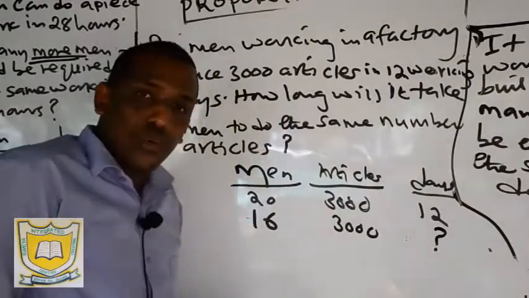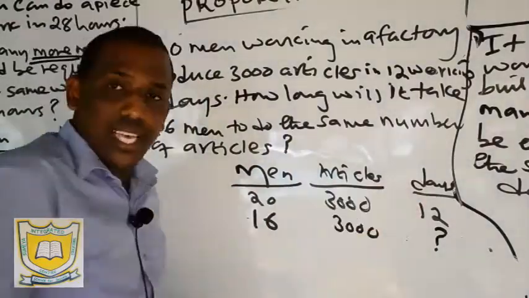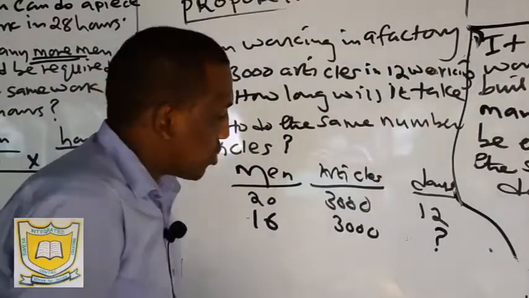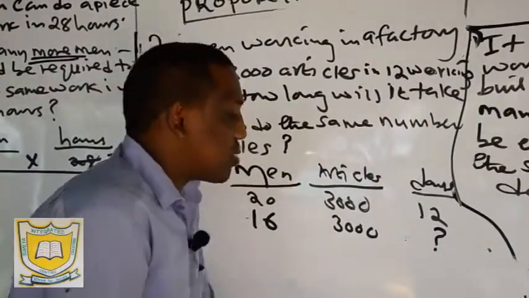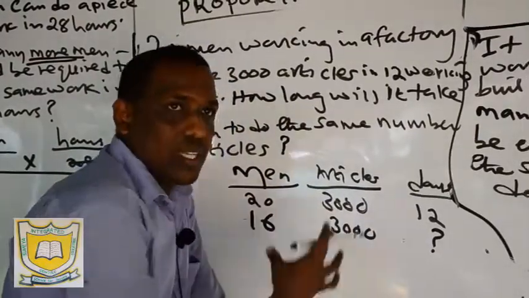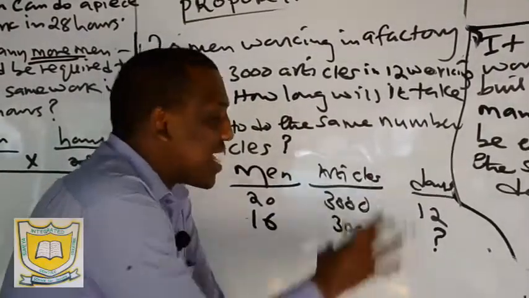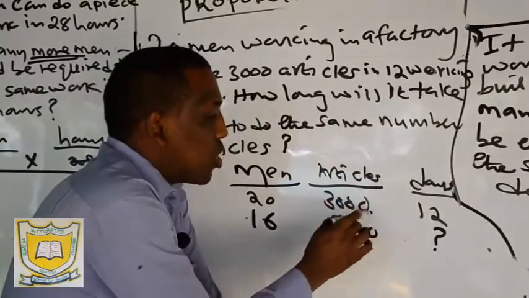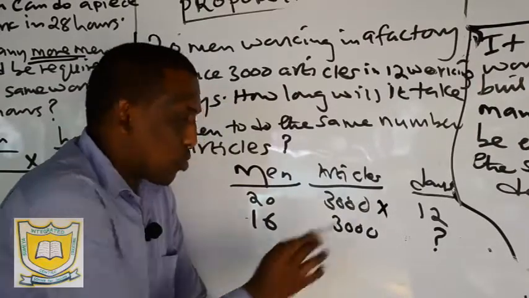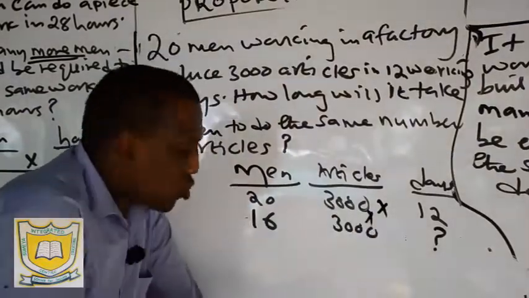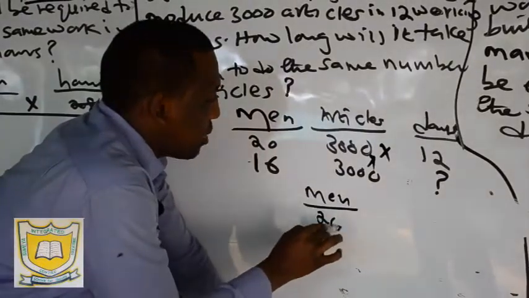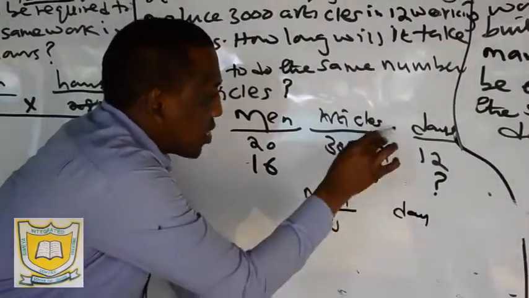So when you see such a question, we have three things here. The articles are same. There are so many ways we can do it, but the easy way I always prefer and tell my learners is this: when the articles are same, sometimes they will give you items that are same. Since they are same, 3,000, 3,000, you ignore this one, because they cancel one another. So you remain with men, 20 men, and days, and you cancel this one.